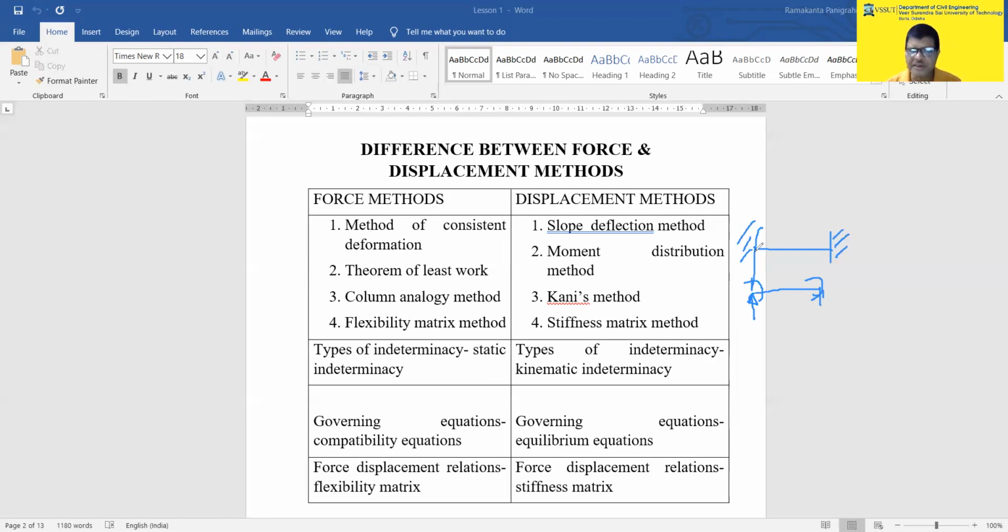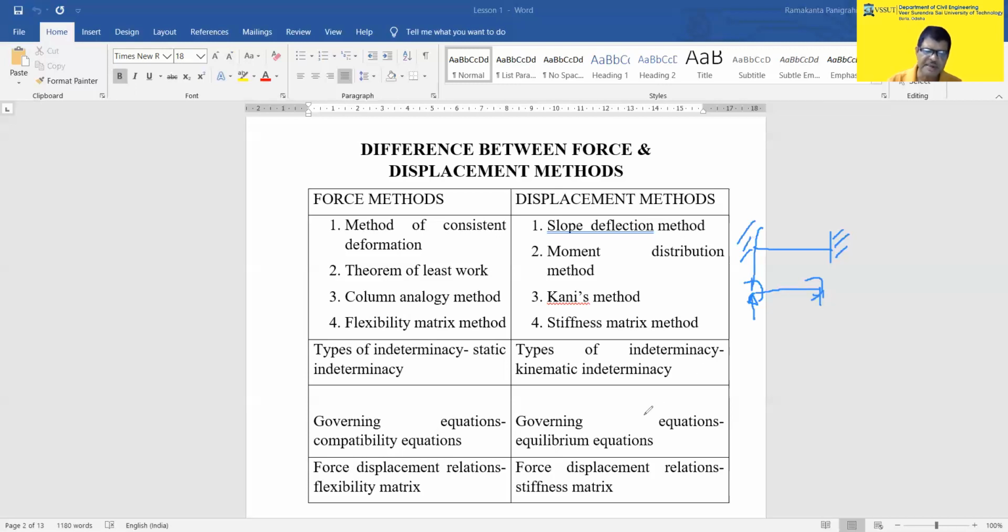Now the governing equation in case of force method is the compatibility equations, but in case of the displacement method, it is the equilibrium equation. You can take at joints, the total moment is equal to 0, so equilibrium equations can be considered. But in case of the force method, it is the compatibility conditions.